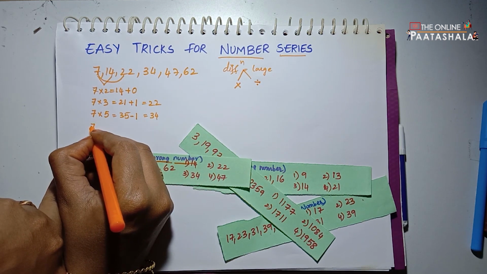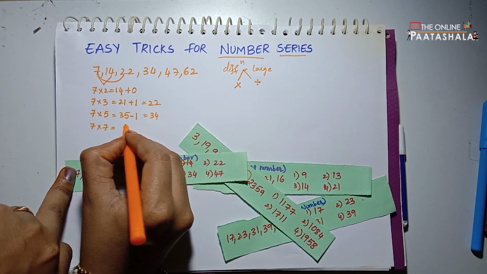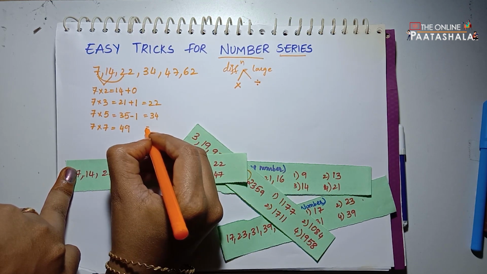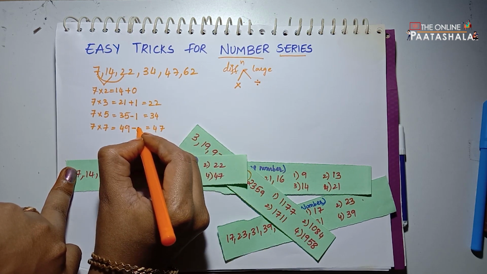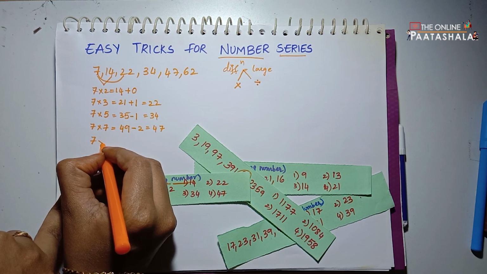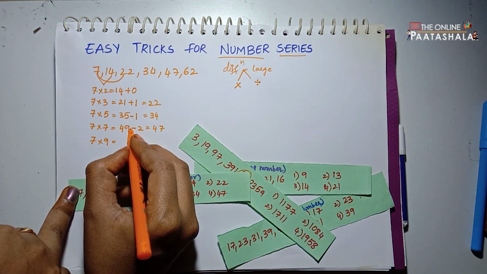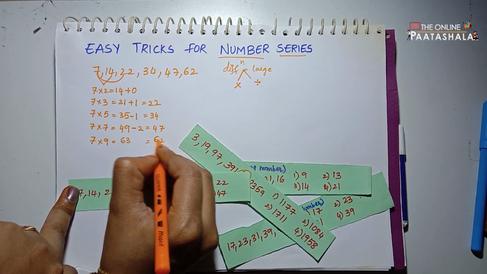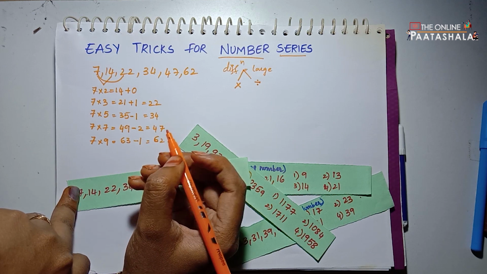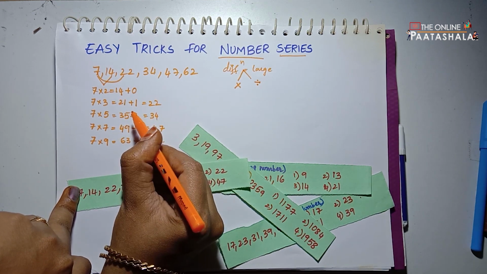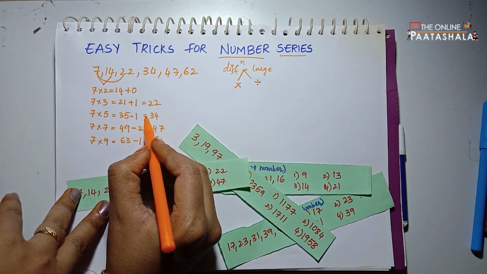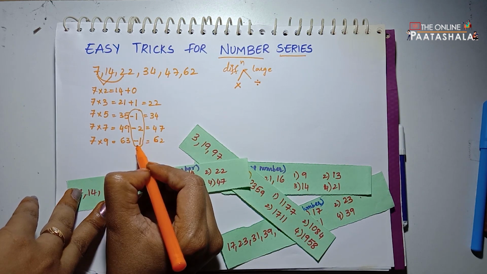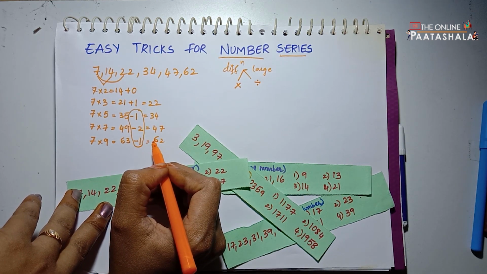And next, 7 7s are 49. We need to get 47, minus 2. Next, 7 9s are 63. Here what do we need to get? 62, by doing minus 1, right? Here, if you observe, what have we done? Only subtractions, right? We are going on by doing subtractions.